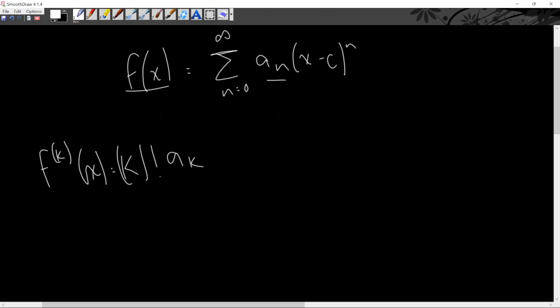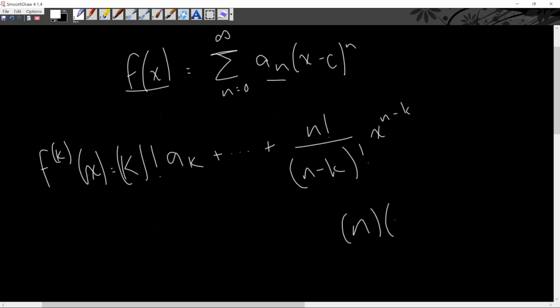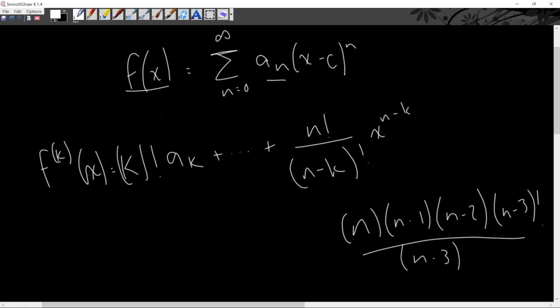We have k factorial times a sub k, and then you go a couple terms out, and then you'll have n factorial over n minus k factorial times x to the n minus k, right? Because, so let's think about this. You have n times n minus 1 times n minus 2 times n minus 3 factorial over, say, n minus 3 factorial, right? This is what we had for our last thing.